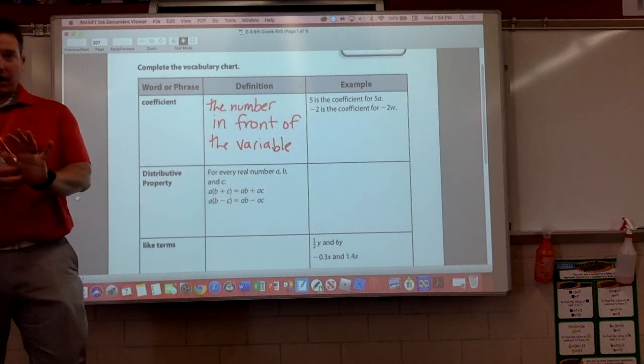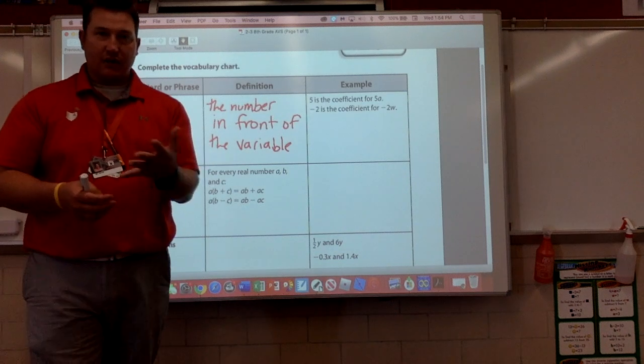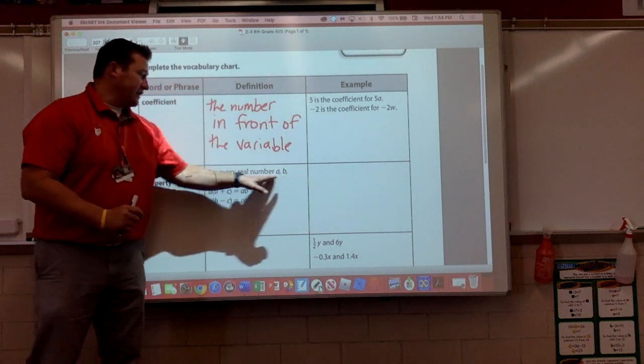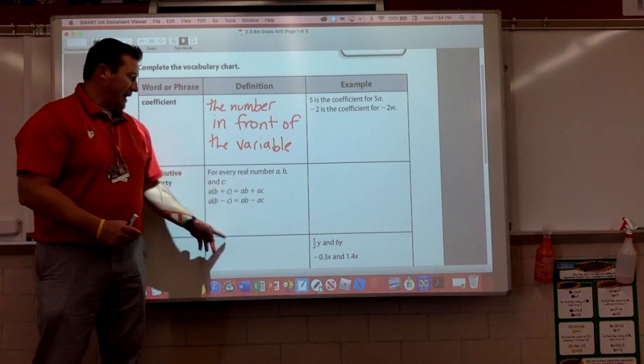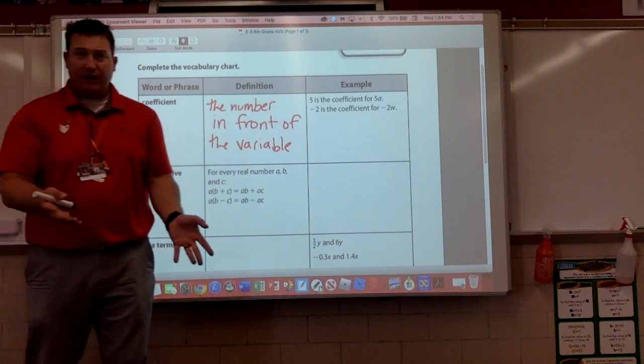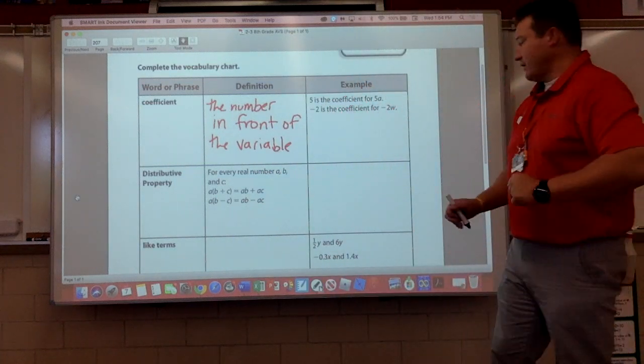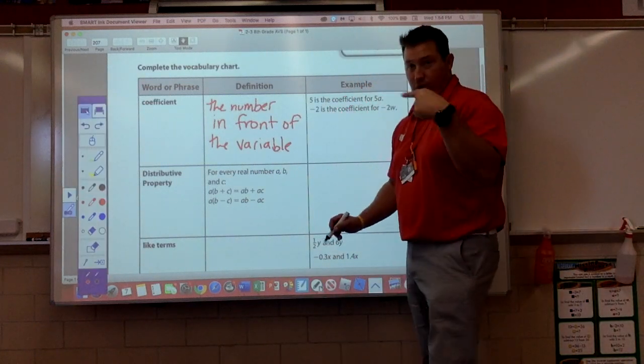Distributive property. So we learned this last year in 7th grade. It's one of my all-time favorite properties. They've given us a kind of mathy definition along with an example here. We just have to come up with an example on our own. I love me fractions, so I'm going to use a fraction in here. You ready? Watch this.